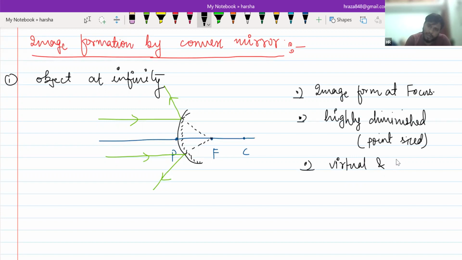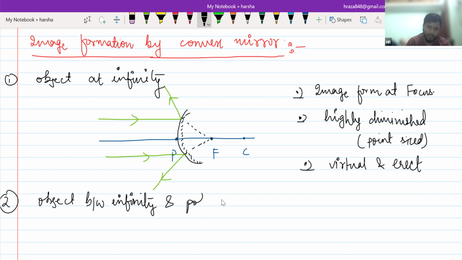Virtual and erect. See, there are only 2 cases since in a convex mirror, the focus and center of curvature are behind the mirror. That's why it has only 2 cases: object at infinity, and the second case, object between infinity and the pole of the mirror. Please do this and let me know. Then we are going for the second.